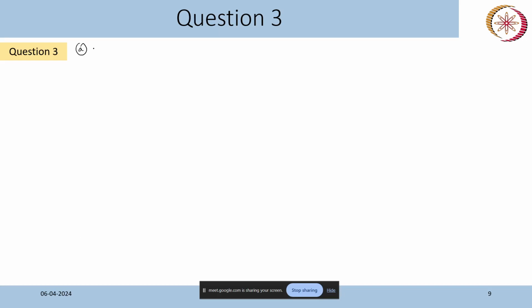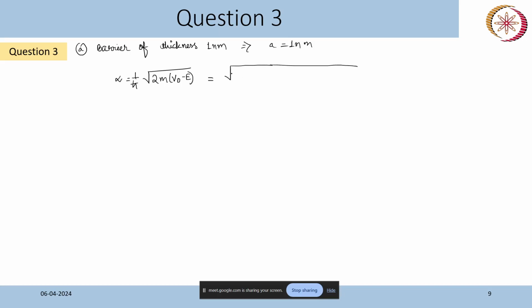The first case is a barrier of thickness 1 nanometer. So that means A is equal to 1 nanometer. Our alpha will be 1 by h bar times the root of 2m times V naught minus E. So this will be the square root of 2 times the mass of a free electron, because no other information is given. This is 9.11 times 10 to the power minus 31 kg. Now V0 minus E is 70 minus 50, so that is 20 eV.